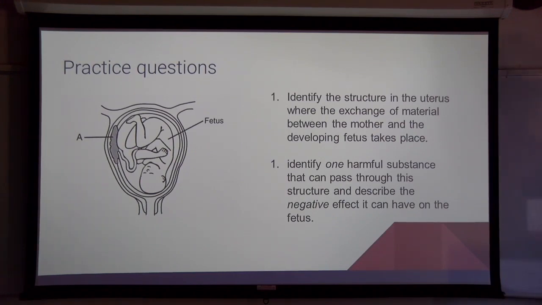Right, give me one harmful substance the mom could use. Alcohol. Anyone else? Tobacco, smoking, drugs, all of those. What's the negative effect it could have on the baby? All right, so we could see things like brain damage. We could see low birth weight, developmental problems. These are all things that can result from this. So these are popular short answer questions to see on the Regents.